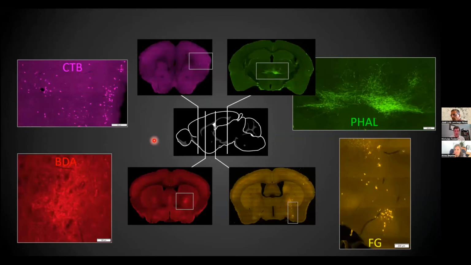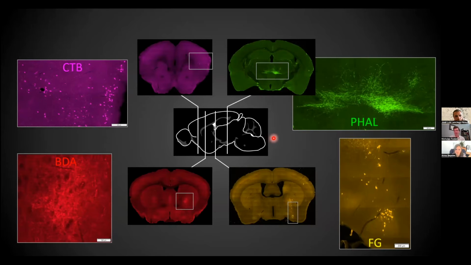Here is a sample of the labeling from that double co-injection. And you can see the retrograde labeling of CTB in the cortex here. There's some Fluorogold in the amygdala here. PHAL looks great here in the thalamus, and BDA in the striatum here. In my hands, I've never been able to get BDA to work very well. This is about one of the best examples I could find. And you see the background is kind of higher, and the axons look a little more muddled compared to the PHAL. I think we have the opposite experience from Jose's experience.